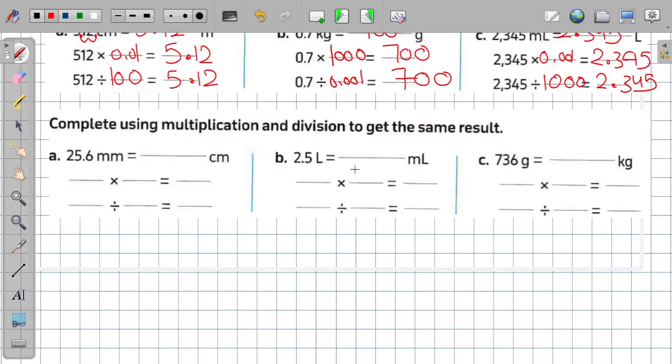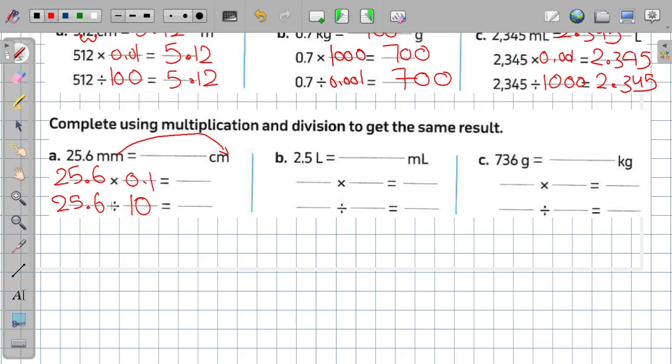Next, I have 25.6 millimeter equals how many centimeters? So I wanted to convert from millimeter to centimeter. So I have 25.6 and I want to get the result. So from millimeter to centimeters, we will divide by 10 or we can multiply by 0.1. Divide by 10 is equivalent to multiplying by 0.1.